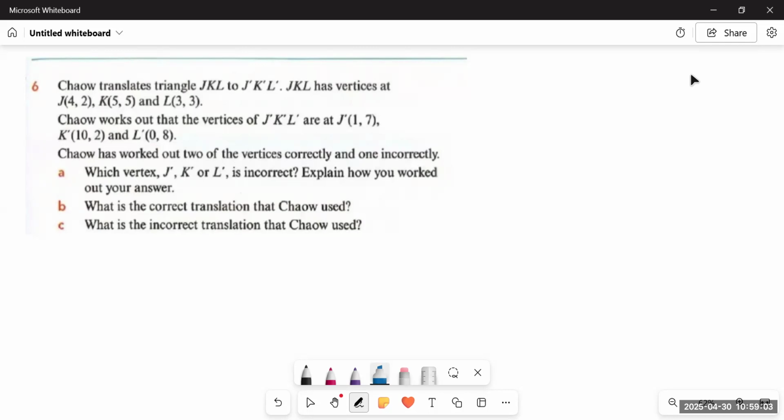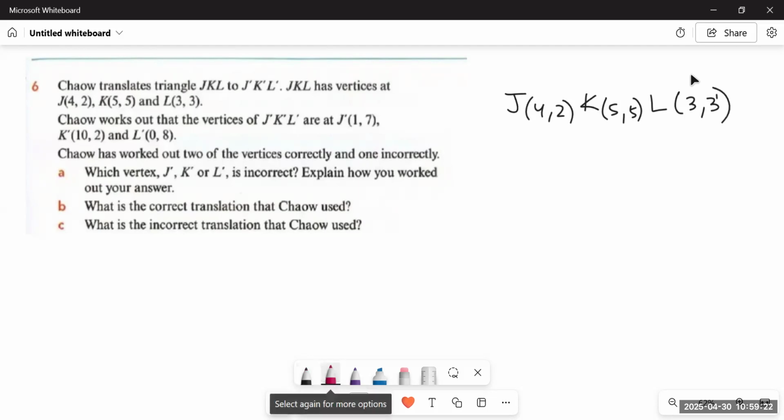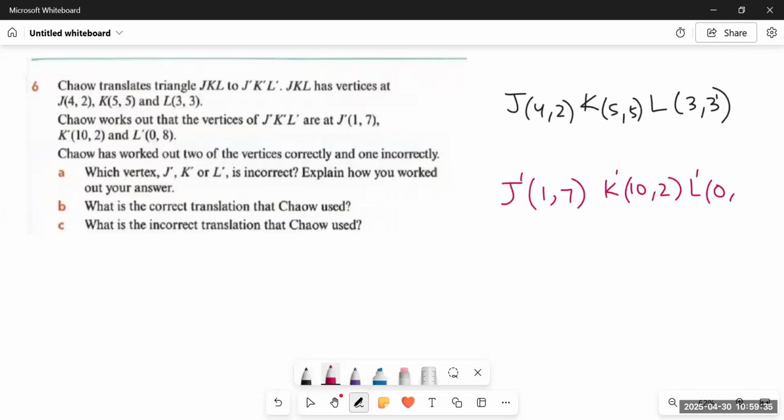So what are we going to do? We will simply write down the vertices of all 3: J, K, L. For J, it's (4, 2). For K, it's (5, 5). For L, it's (3, 3). And then we will write down the coordinates of J' below J: (1, 7). For K' below K: (10, 2). And for L' below L: (0, 8). Now we will find out the differences between them.